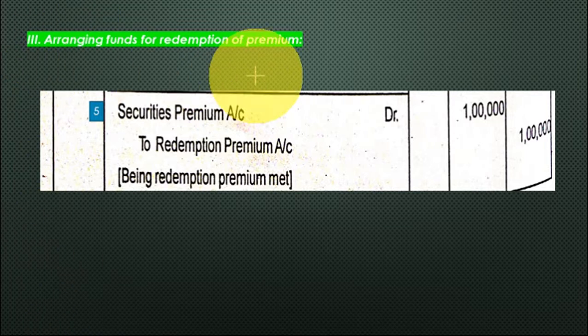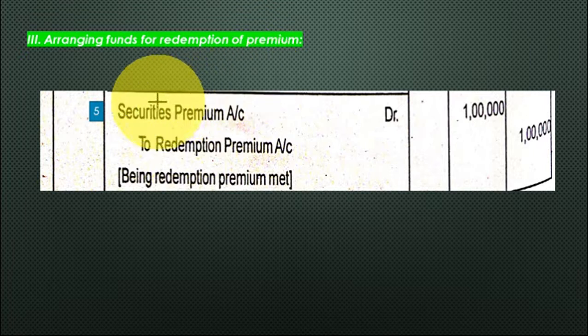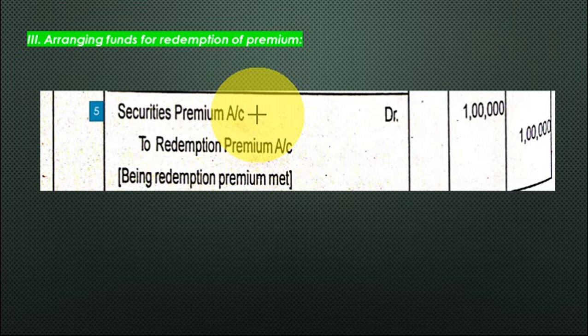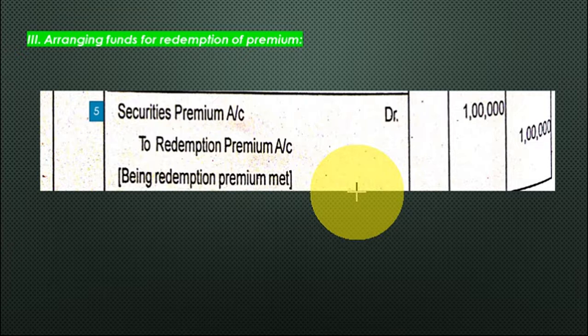Next step is what? Arranging funds for redemption of premium. Here, from which account to which account? We are transferring some money from securities premium account to redemption premium account. We have sufficient balance in the securities premium account. So securities premium account debit to premium on redemption of preference shares account. You can write it in that way also. Being redemption premium met.